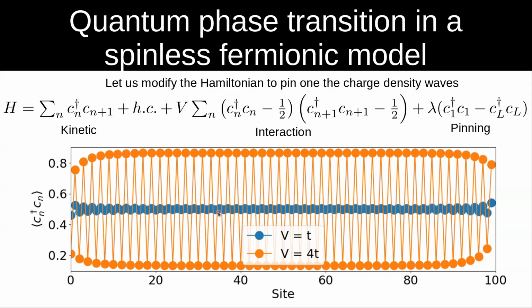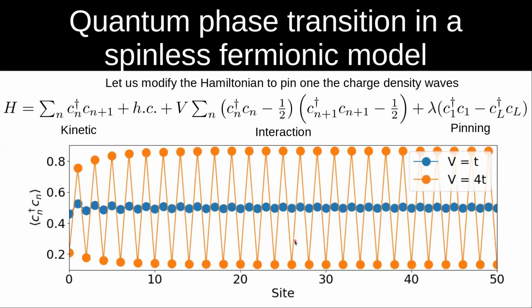And let me emphasize that the system that we are showing here is a system that is interacting. So it's V equal to T, it's a sizable interaction, but still, with this sizable interaction, the system does not want to create a charge density wave, even though you are trying to help it a little bit.